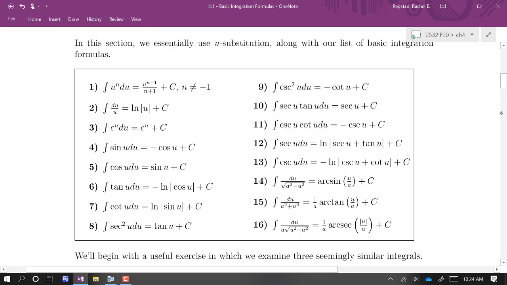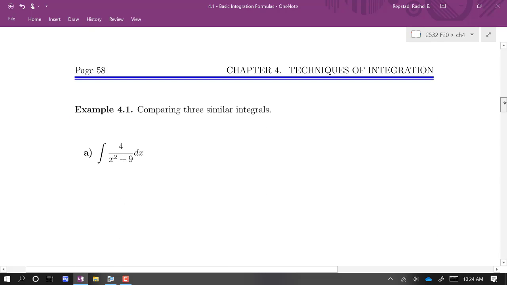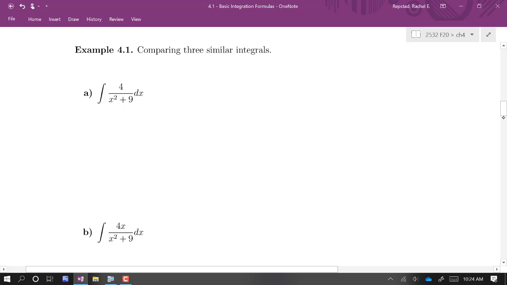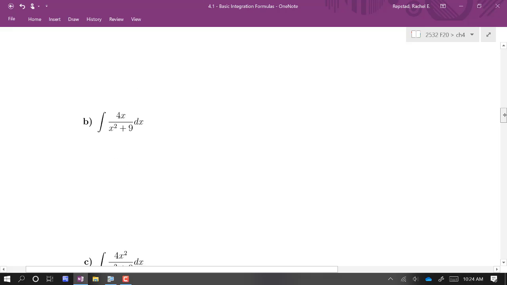strategies we already have, like making a u substitution and then trying to recognize a form, sometimes needing to get a little creative in how we write the integral. So our first example in this section, I hope, we'll have a little fun integrating these three different functions.